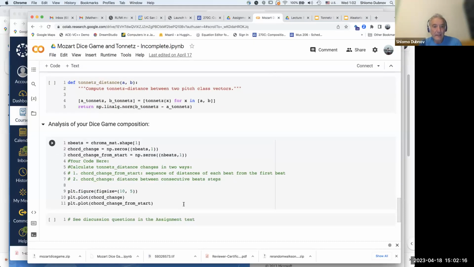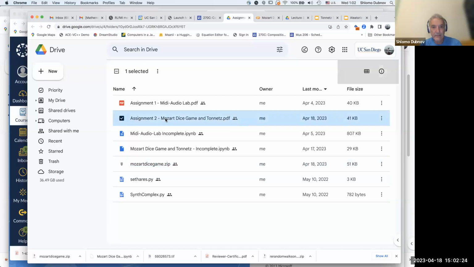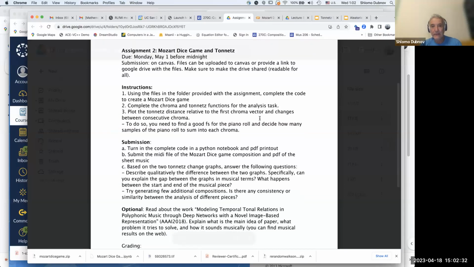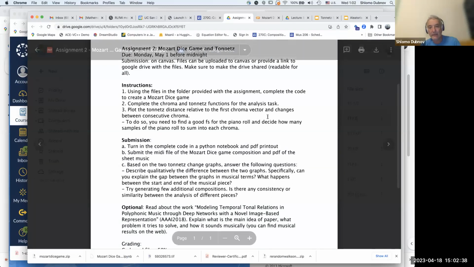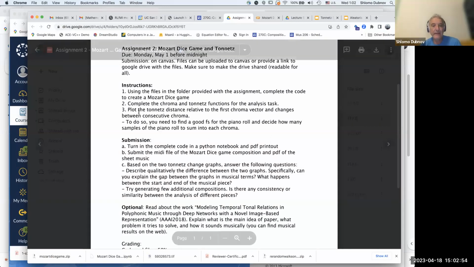That's in terms of the coding, and there are some questions in the assignment text that I want to show. So here's your second assignment. Using the files in the folder provided with the assignment, complete the code to create a Mozart dice game, complete the chroma and Tonnetz functions, plot the Tonnetz distance relative to the first chroma vector, and changes between consecutive chroma. Actually, it's consecutive Tonnetz. I was a little bit confused here, Tonnetz and chroma, but the vectors themselves now become Tonnetz vectors, not chroma vectors.